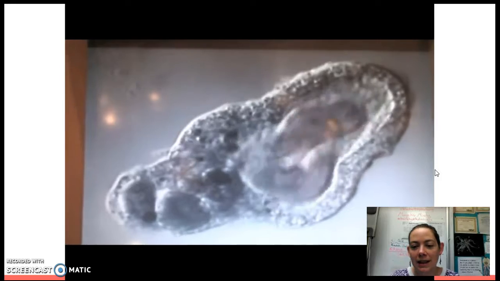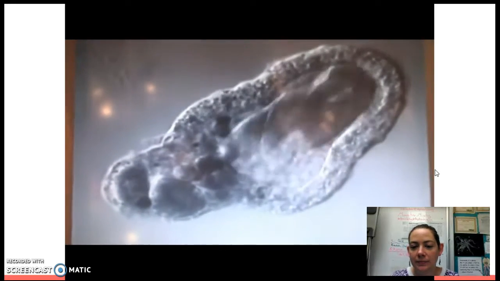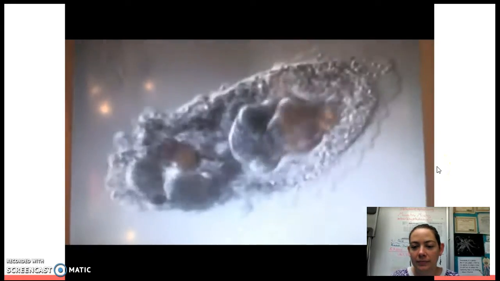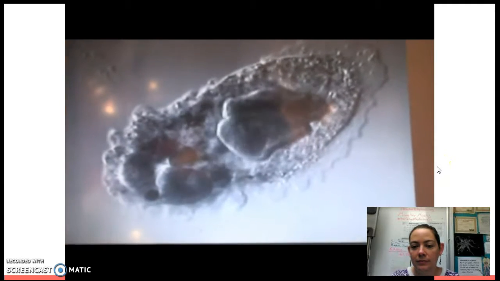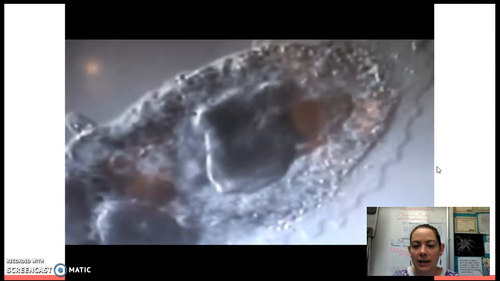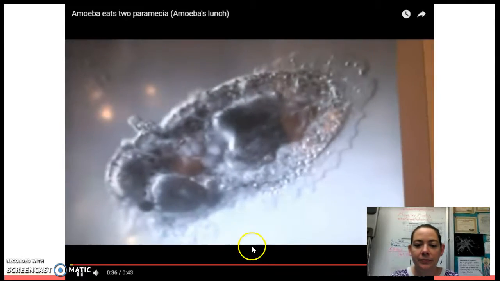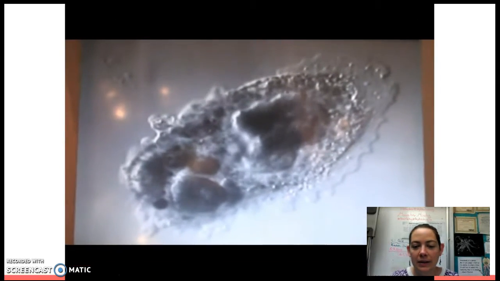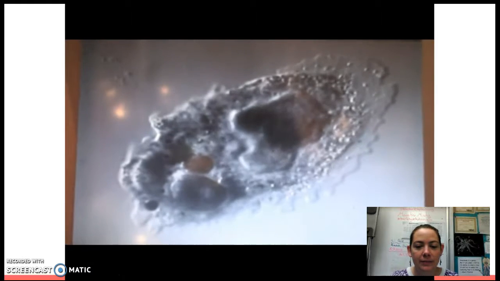Oh no, they just realized they're being eaten. And they're digested. So that's how an amoeba gets its lunch.